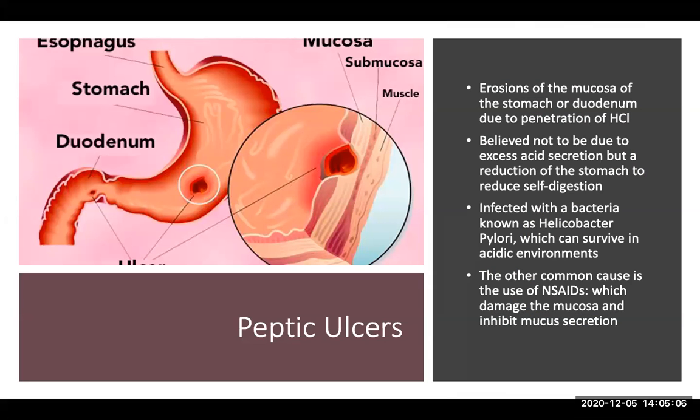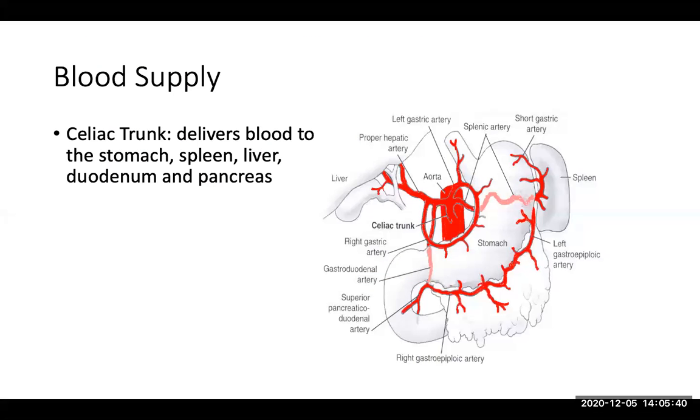A peptic ulcer is any erosion of the mucosa wall of the stomach or the duodenum, which is the first part of the small intestine, due to the penetration of hydrochloric acid. It's believed not to be due to excess acid secretion, but a reduction of the stomach's protection to reduce self-digestion. It's usually infected with a bacteria, which can survive in very acidic environments. The other common cause is the use of NSAIDs, such as aspirin, which can damage the mucosa and inhibit mucus secretion. Blood supply to the stomach is from the celiac trunk, which delivers blood to your stomach, spleen, liver, the duodenum, and the pancreas.